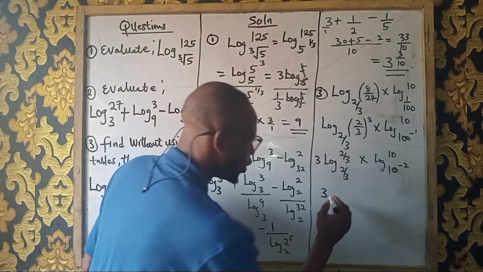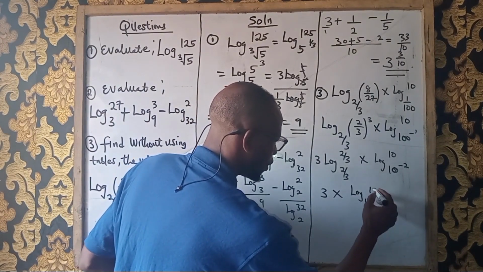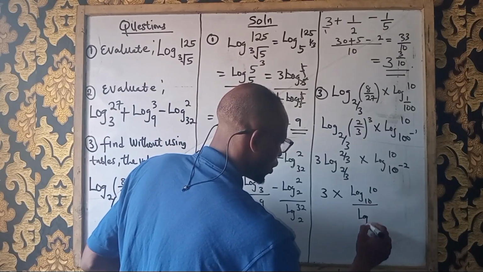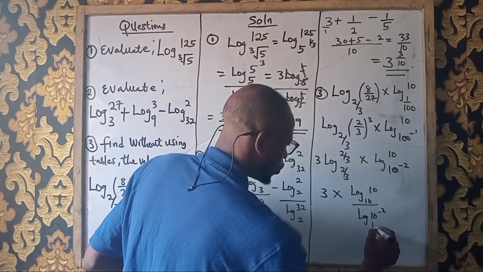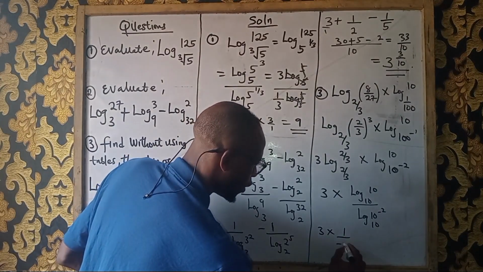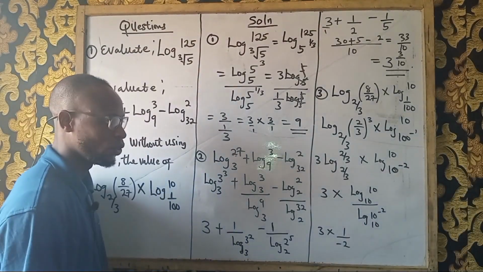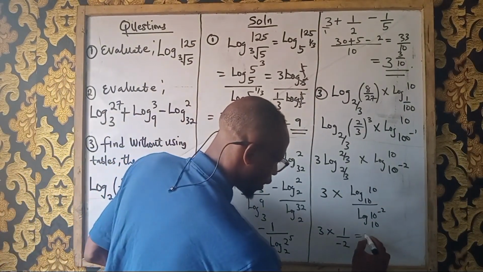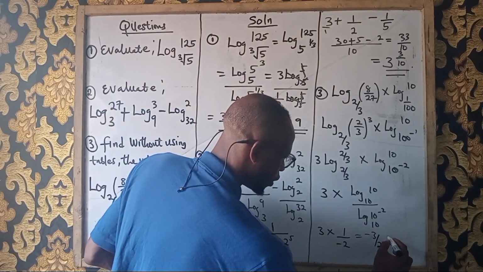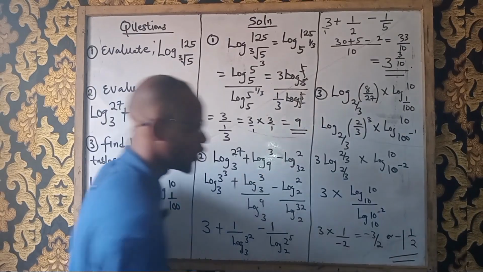Then multiply by, take this one to be of the same base, that's base 10, log of 10 raised to power minus 2 in base 10. And this is going to be 3 times 1 over minus 2, because when you take this one also to the back of that log, that's a power law, you have minus 2. And this can be written as minus 3 over 2, or minus 1 whole number 1 over 2, as our final answer to that problem.